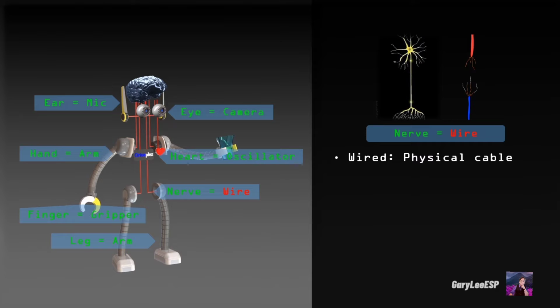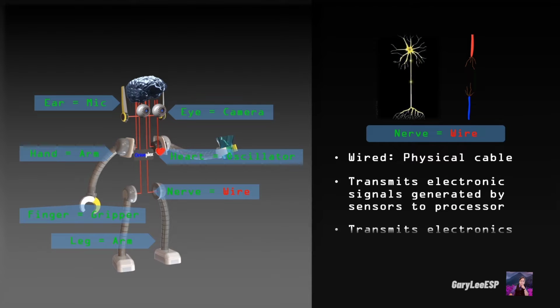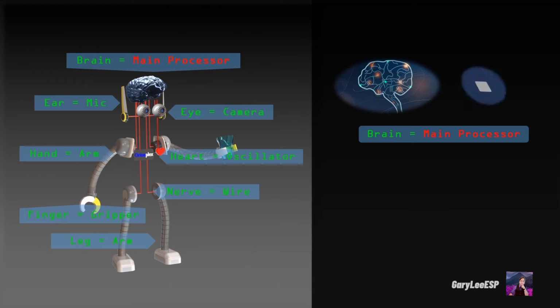It is used to transmit electronic signals generated by sensors to the processor and also transmit the electronic signal from the processor to the actuator. Finally, my brain is equivalent to the main processor.